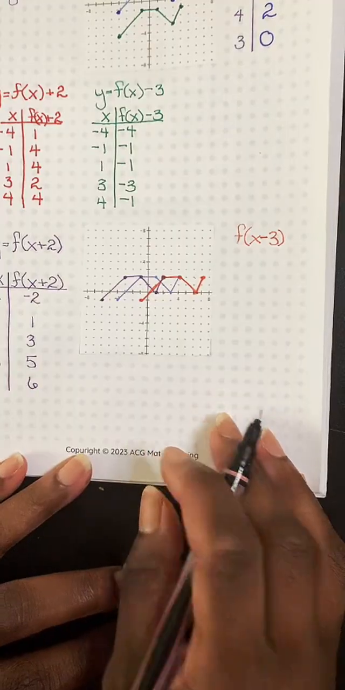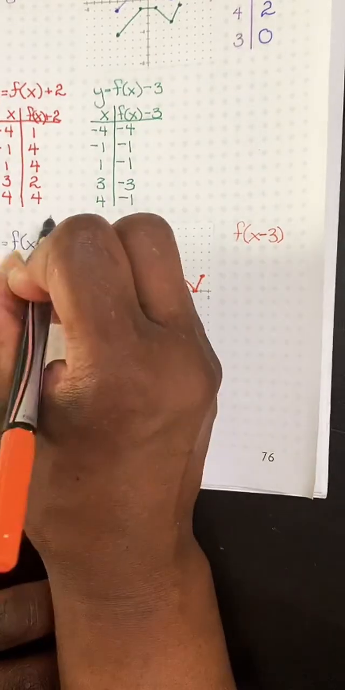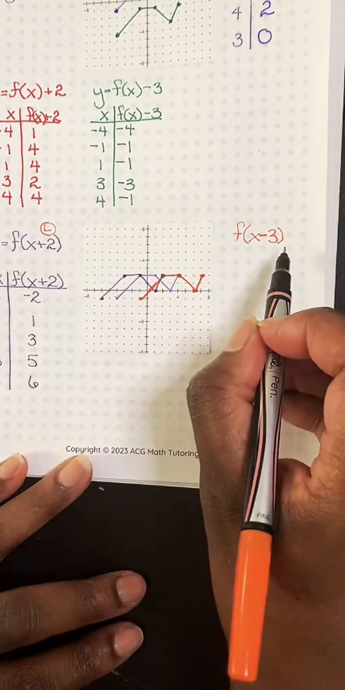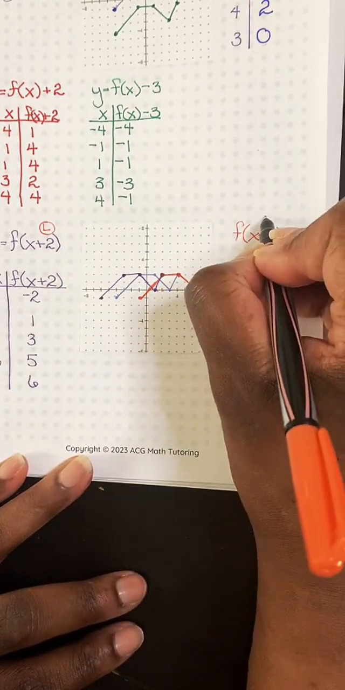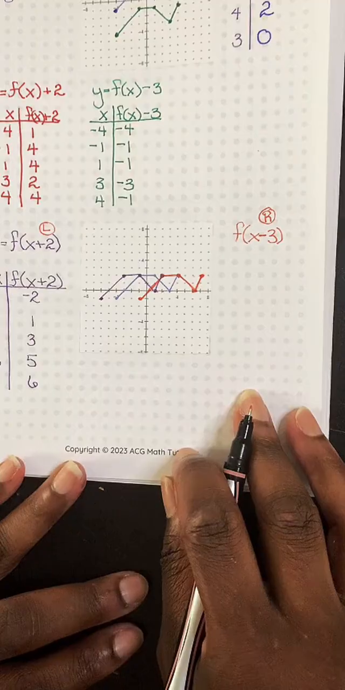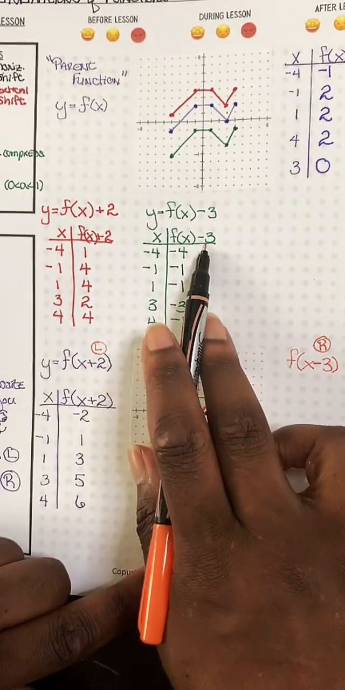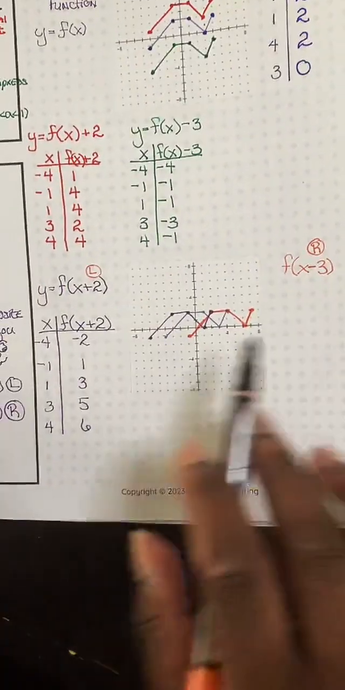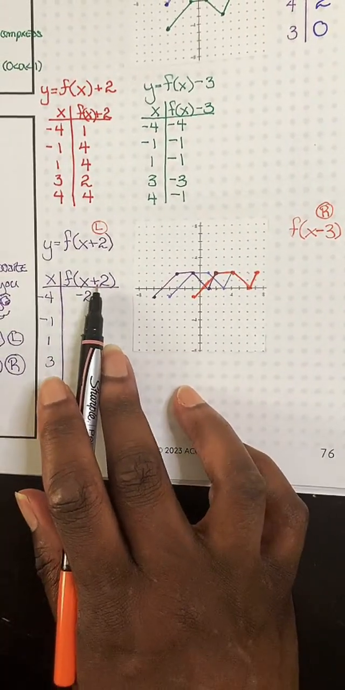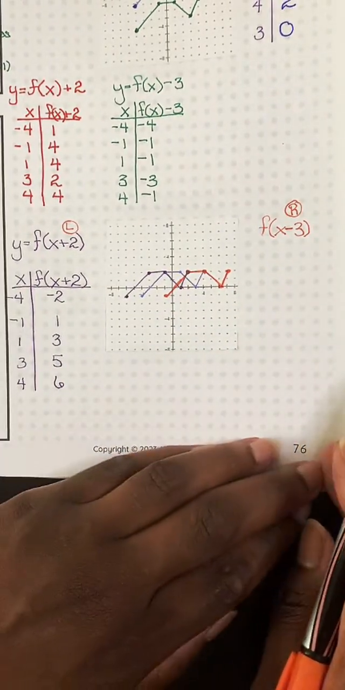Okay. So anytime you see that plus 2, you're going to go to the left 2 units. When you see the minus 3, you're going to go to the right 3 units. Outside the parenthesis, as your constant, you're going up or down. Inside the parenthesis, you always do the opposite of what you see. If you see a plus sign, you're going to the left. If you see a minus sign, you're going to the right.